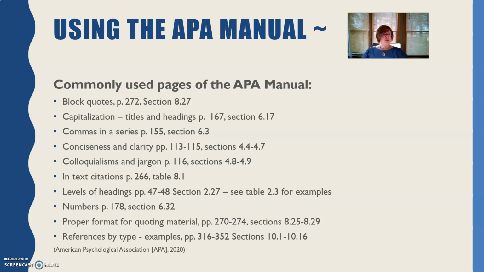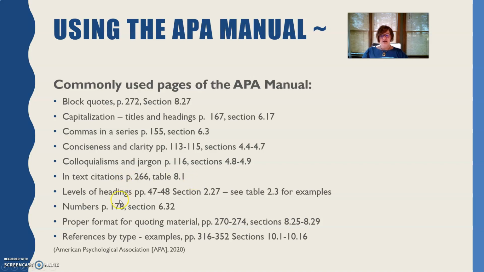Go into commas when we have a series of topics or words. What we do is, if there are more than 2 words, then you put commas behind the first 2 or more words, and always have a comma before the "and" that precedes the last word in the series. Again, we talked about conciseness and clarity. Those are some pages to really pay attention to. Colloquialisms and jargon. You want to take a look at that and know the examples of those things.